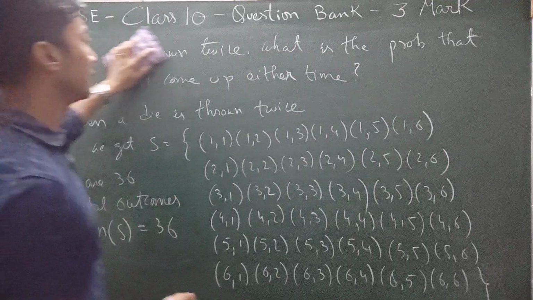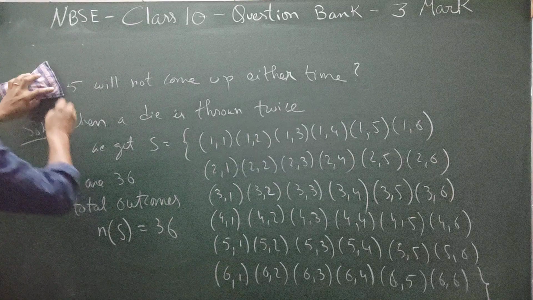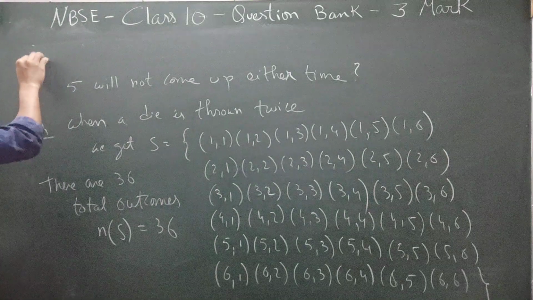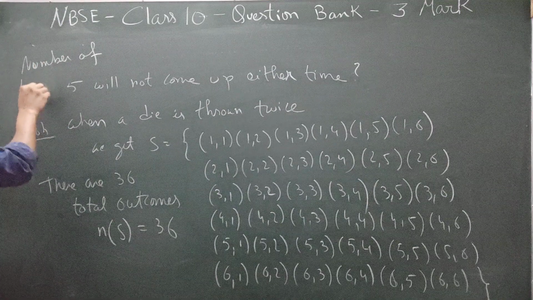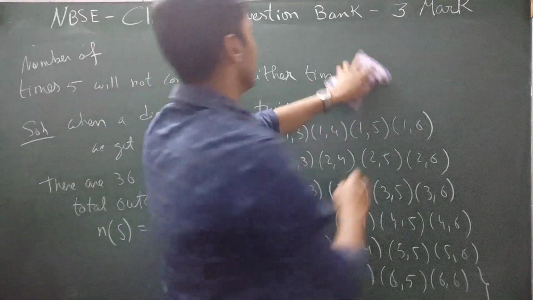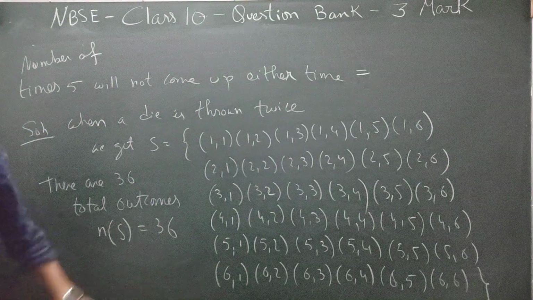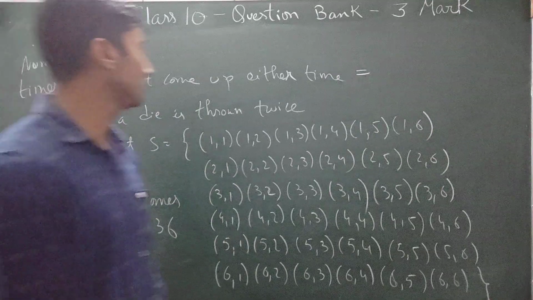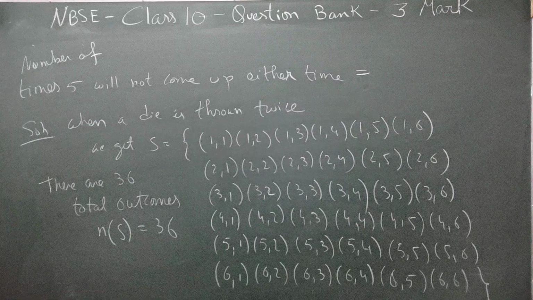Now the question is, 5 will not come up either time. Number of times 5 will not come up either time is equal to, solution only. Okay, you can write down. Now after this, number of times 5 will not come up either time. That means 5 will not come up even once also. You can count and check.